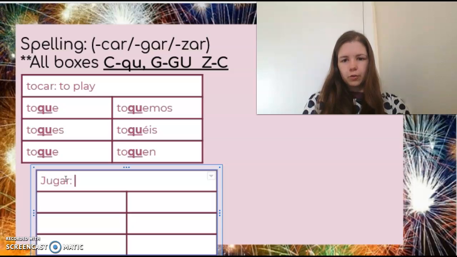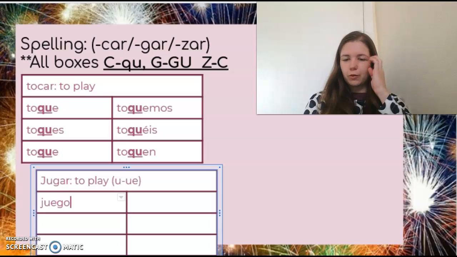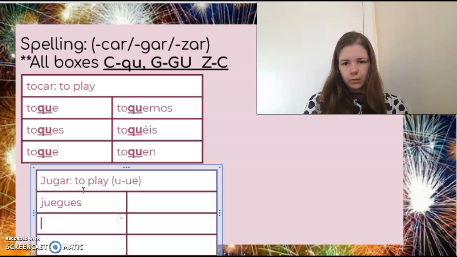jugar, to play. This will also be another stem changing practice because that's a U to UE verb in the present. So my yo form of present is juego. So I take my yo, drop the O, add my opposite ending, which is E, and my G is going to change to a GU. And for some reason I put the tú form in yo. So yo is juegue, tú juegues, because my G changes to GU, and I'm also having to do that U to UE stem change in my boot boxes only.